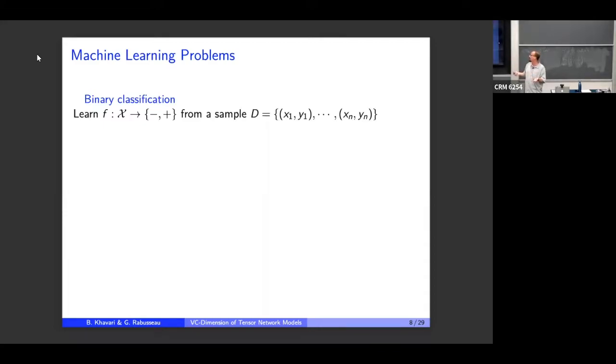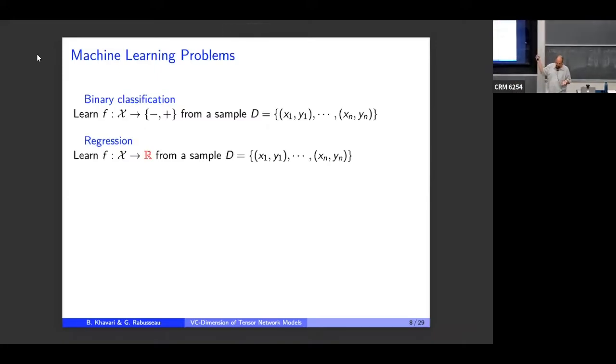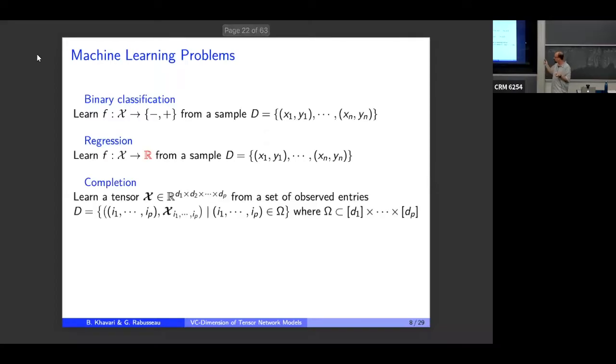So binary classification. We will focus mainly on classification, but most of the results that I will present apply also to regression, where now what we want to learn is a function whose outputs are real numbers instead of just binary labels. And also it will apply to completion.